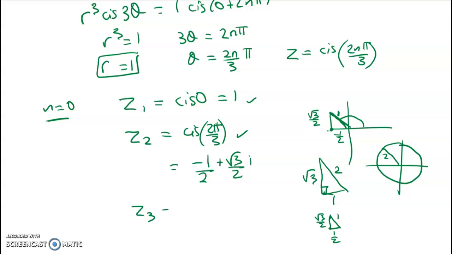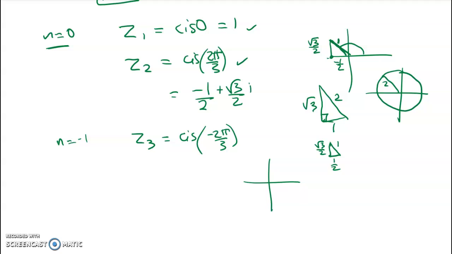And the third complex number here is going to be cis of putting in n equals -1, cis of -2 pi on 3. And cis of -2 pi on 3 is going to sit, so we've got 1 here, one solution here, 1 here, and we've got the third one down here. So remember, the roots are symmetric. And the coordinates for this one will be -1/2 minus root 3 on 2i.